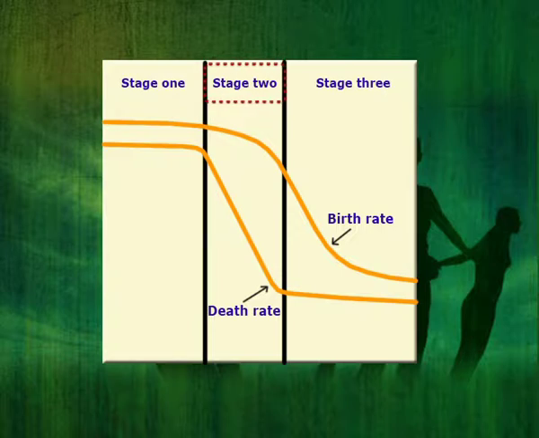In this stage, after some years, birth rates do start declining as the society starts breaking out from the shackles of conventional beliefs and starts adopting more progressive lifestyles. However, this decline is slower and the birth rates are still much higher than the death rates.